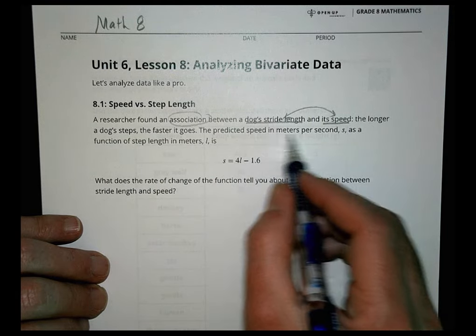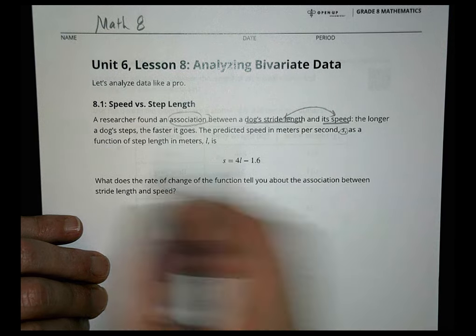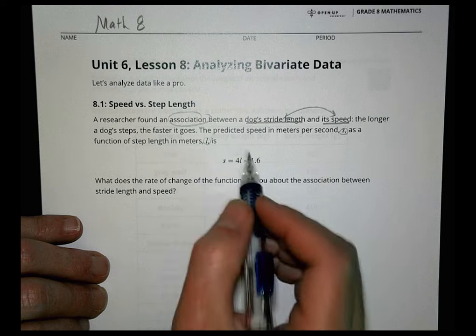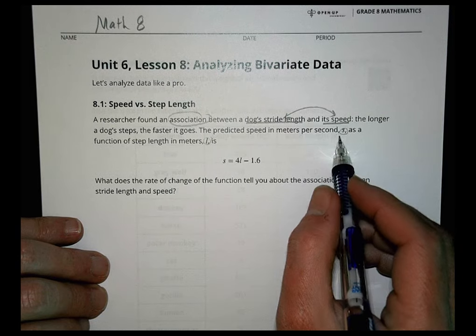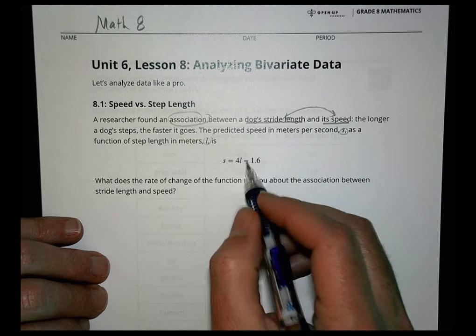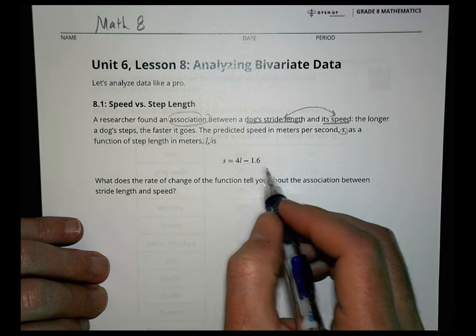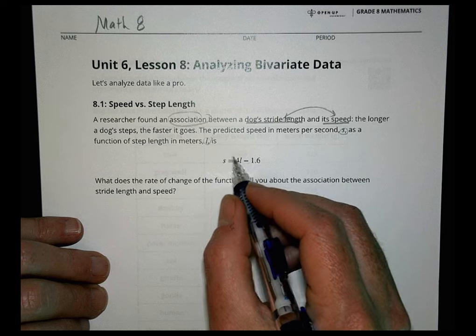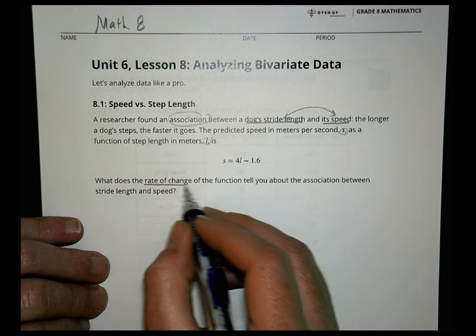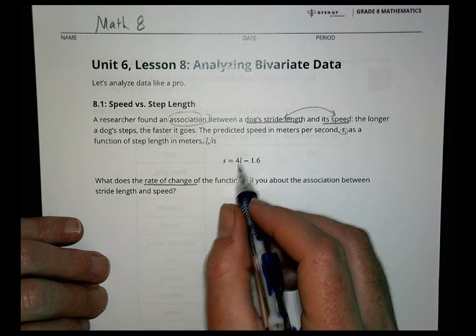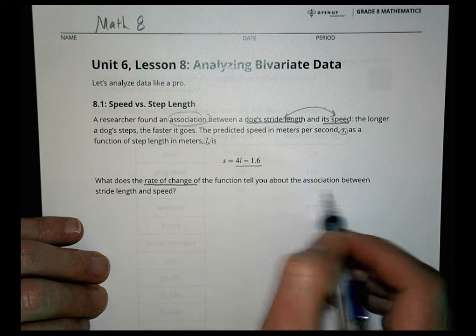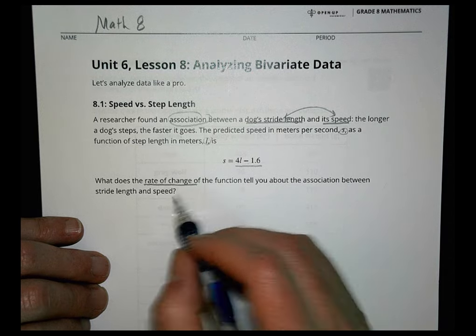The predicted speed in meters per second, S, as a function of the step length in meters, L, is here. Okay, so the predicted speed as a function of the step is going to be here. So this is S as a function of L. Okay, what does the rate of change of the function, this is our function, tell you about the association between the stride length and speed?